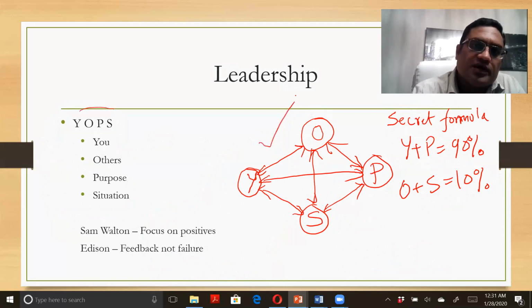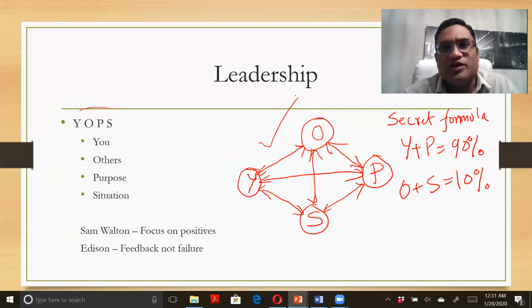This is a model, by the way. I came up with this, and I'm still waiting to get the Nobel Prize for this. Just kidding, by the way. But this is an important way to look at the world.